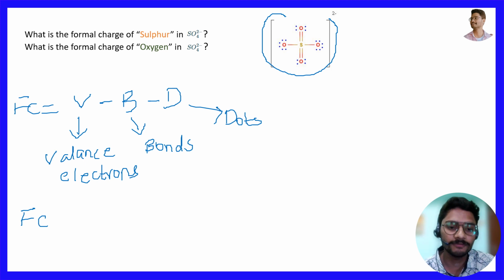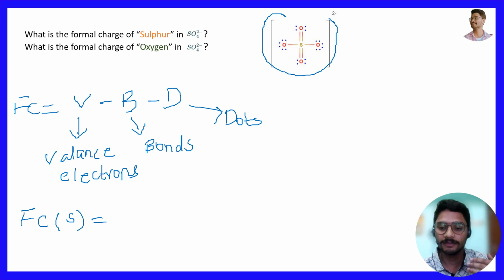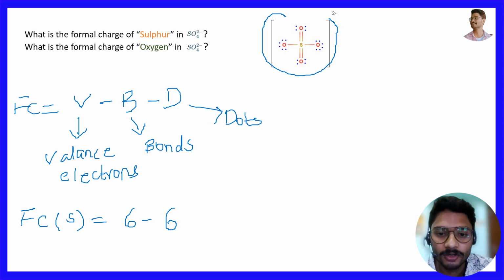So the formal charge of sulfur: what is the valency of sulfur? Sulfur comes in the group of oxygen. Oxygen's valency is 6, so sulfur's valency is also 6. And what are the bonds that are present? How many bonds are present around the sulfur here? 1, 2, 3, 4, 5, 6, right? So there are totally 6 bonds present around the sulfur atom. Now, when we see the dots around the sulfur here, are there any dots present around sulfur?